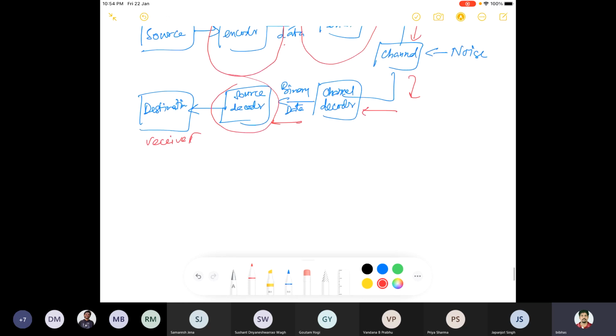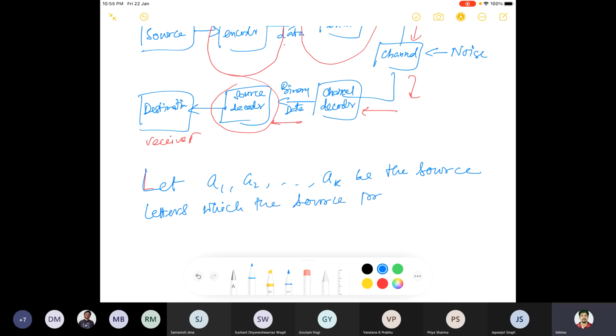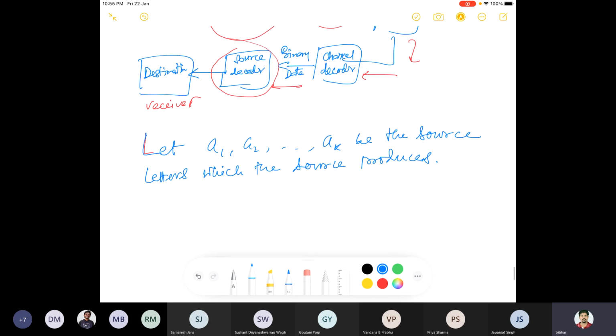Let A1, A2, up to AK be the source letters which you want to transmit, the letters which the source produces. And then the question will be how information theory can play a role in this communication system.